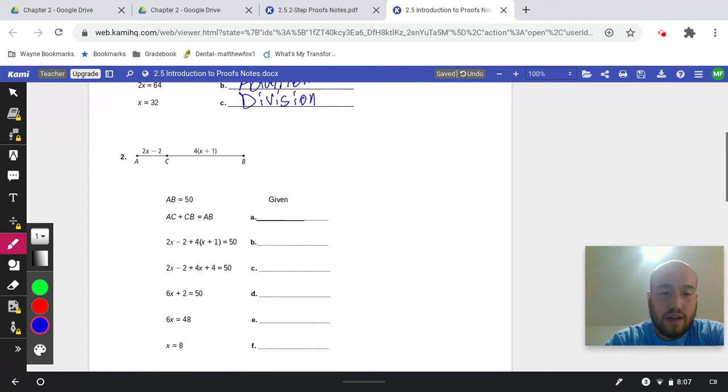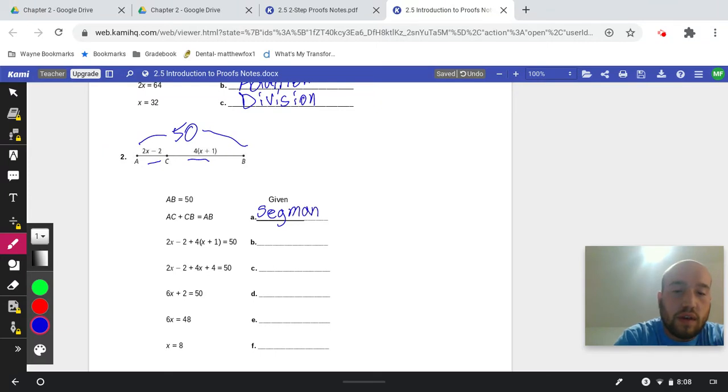So now this next one. On this one, it's similar, except we have a little bit more information. We have a picture here. And now we're going to do some geometry concepts. So first, the given information, AB equals 50. I'm going to draw that into my picture. I know you could solve this if you had to, but we need to set it up. The given was already taken care of. Then AC, this part, plus CB, this part, equals AB, the whole thing. That is known as our segment addition postulate.